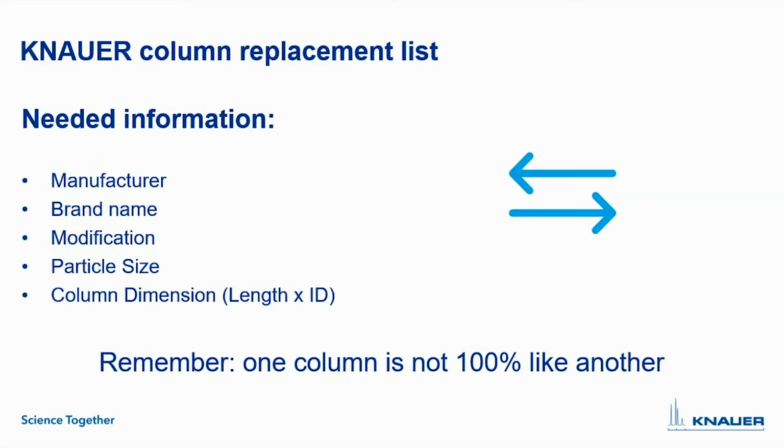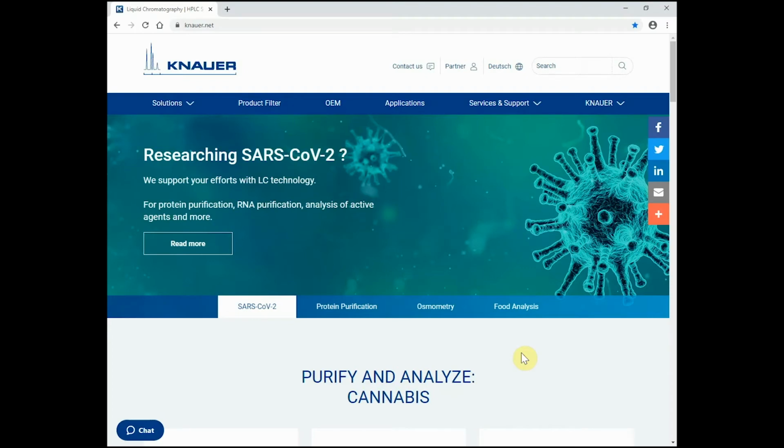Okay, but now I want to show you where you can find this replacement list, what it contains, and how to work with it. First of all, let's have a look where you can find the KNAUER column replacement list. So you go to the KNAUER homepage, knauer.net, and then you will have to go to the partners area. You can find the link here directly.